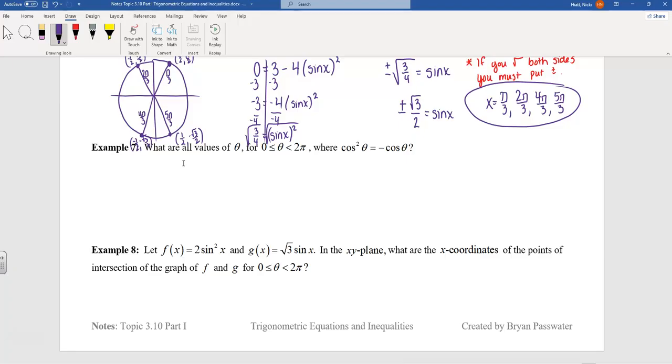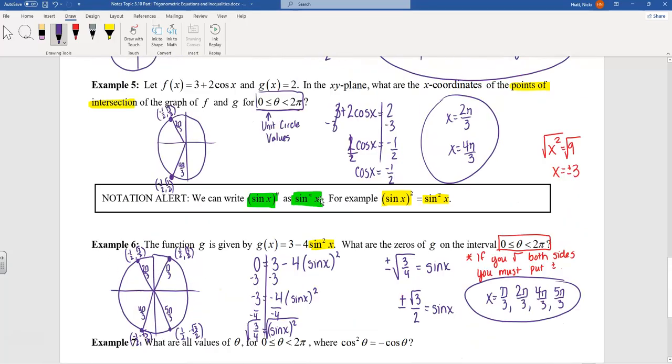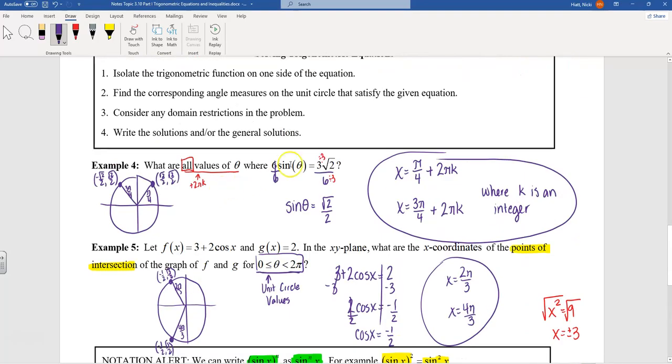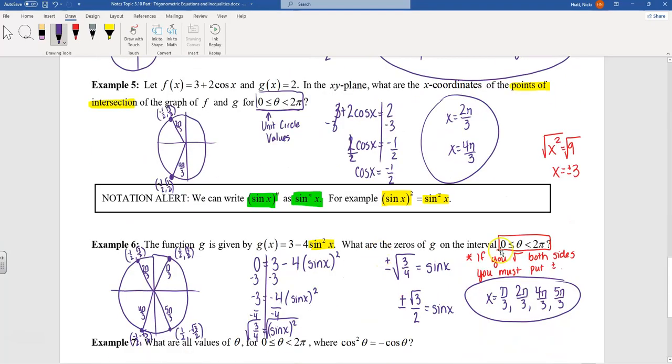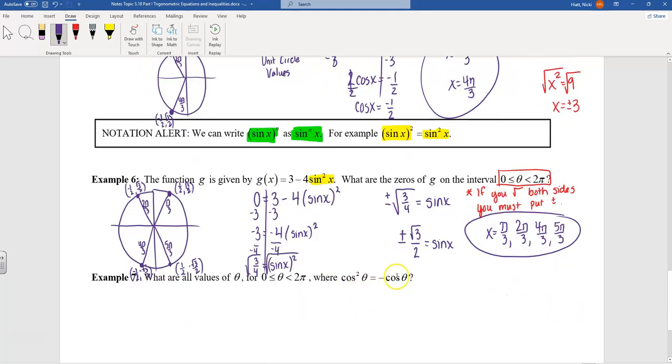So this problem is a little different than any of the ones we've seen before. Because all of the other problems just had one trig function, right? Here was a single sine. Here we just had a single cosine. Here we did have a square, but there was still just one of them, right? But now I've got a cosine squared and a negative cosine. So any ideas on what I could try here?